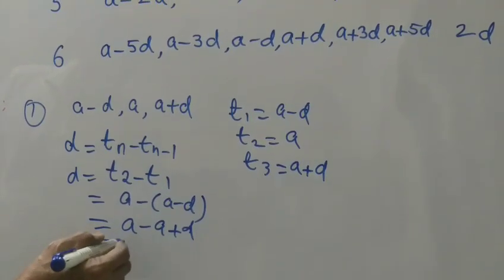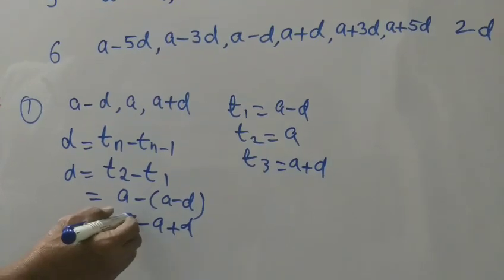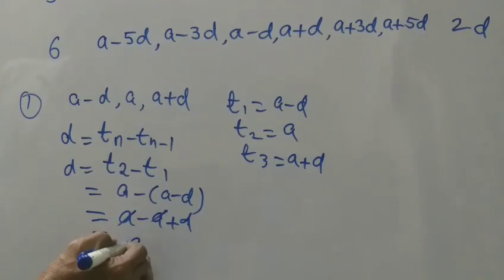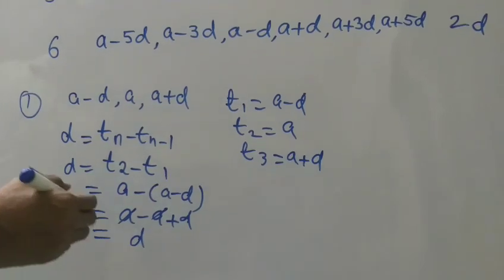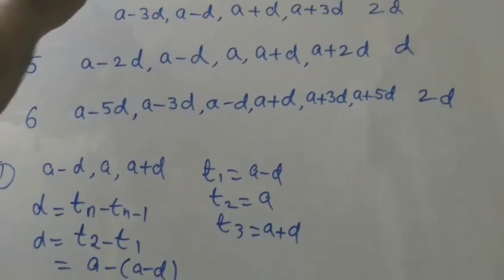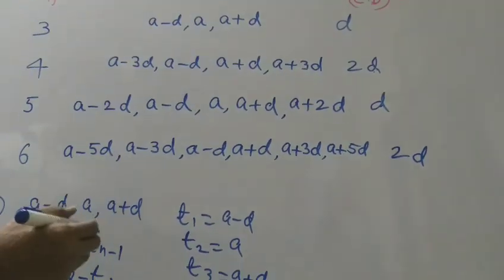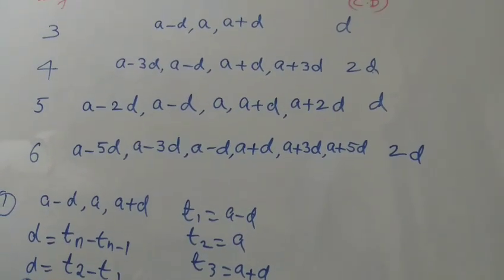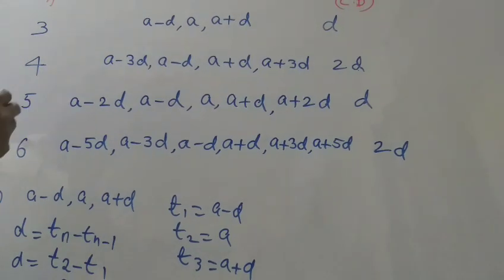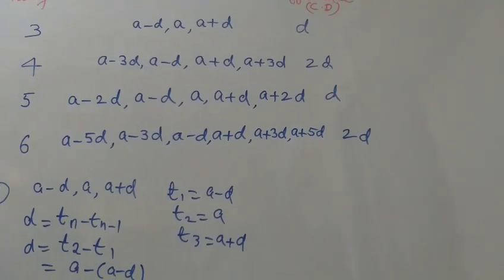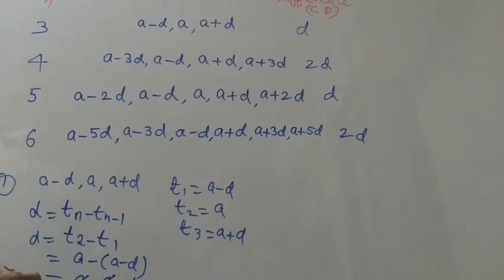So the like terms plus a and minus a are cancelled. The remaining leftover term is d. This is the common difference of the 3 terms. The common difference between any two terms is d. So we have confirmed the common difference between any of these 3 terms is d, so it is also an arithmetic progression.